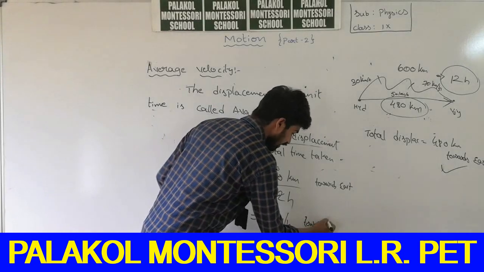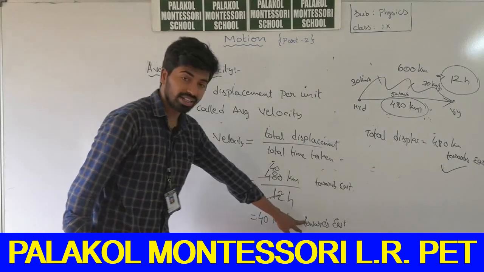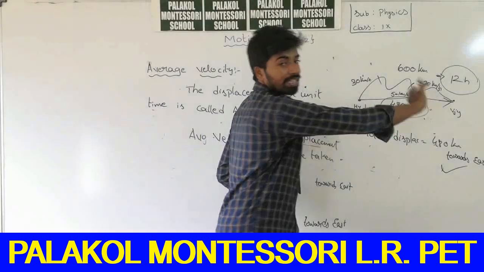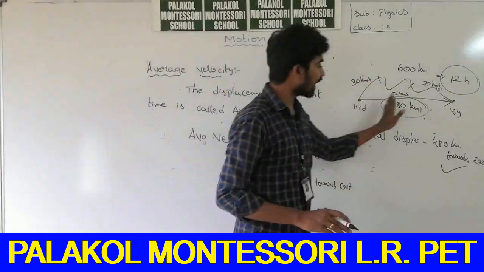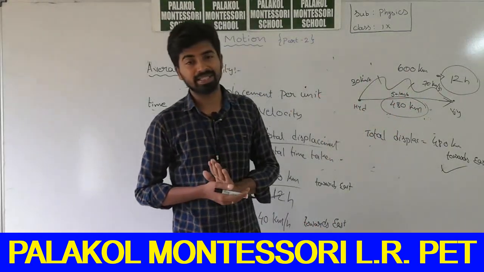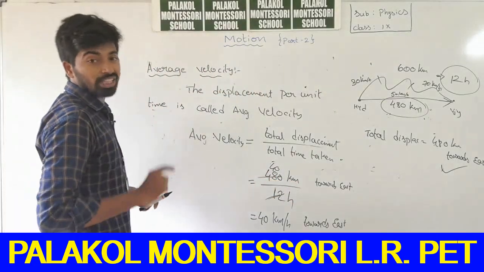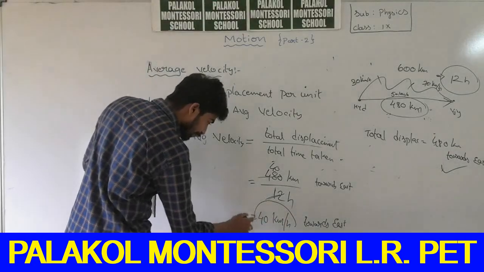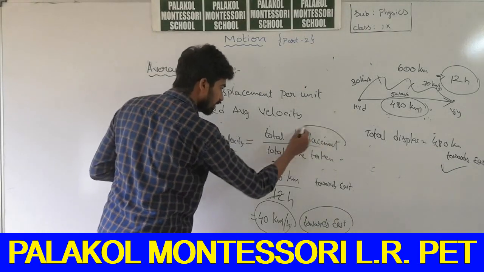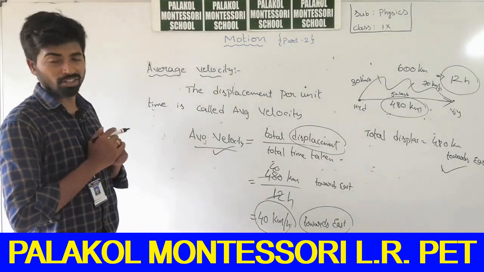So average velocity also has a direction. Average velocity is in the direction of displacement. Average velocity is also a vector quantity, because it has magnitude and direction. Since it is related to a vector quantity, it is also a vector.